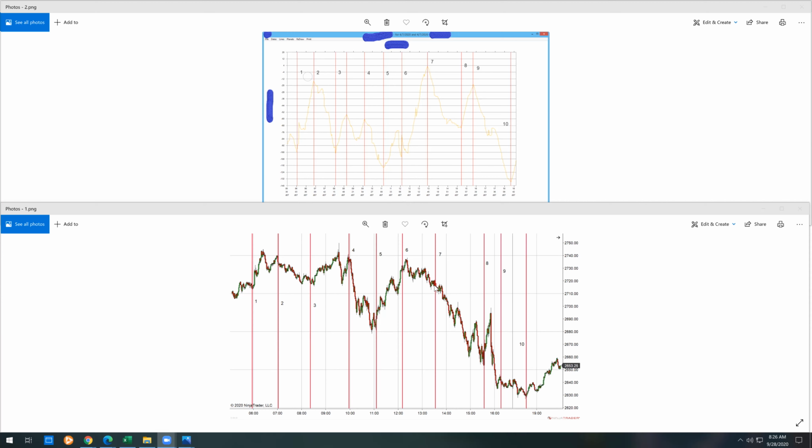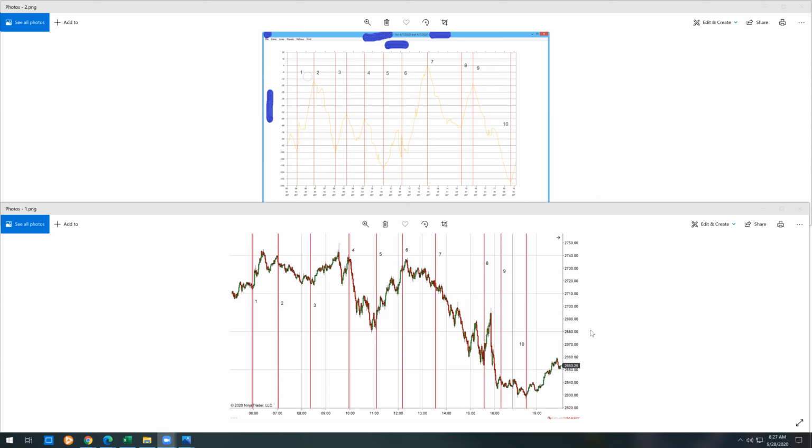Number 7 is a failure. It's the only failure of the 10 swings. Number 8 is a low point, gives us a low on the price chart. Number 9 is a high point. That gives us a minor high on the price chart. And number 10 is a low, which is also a low on the price chart.